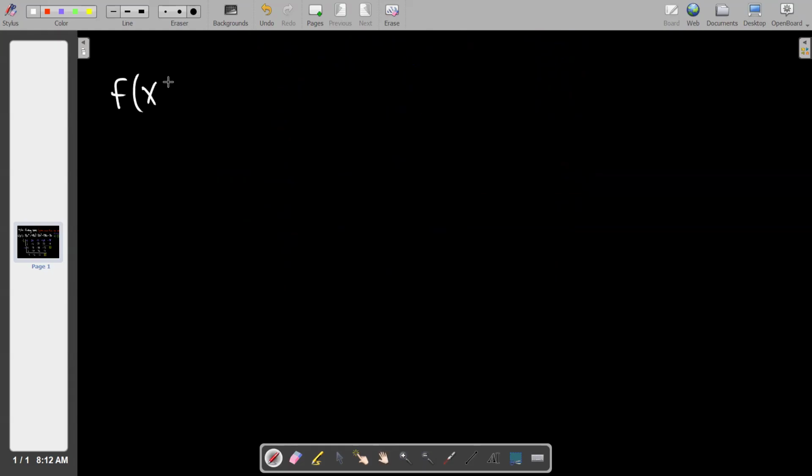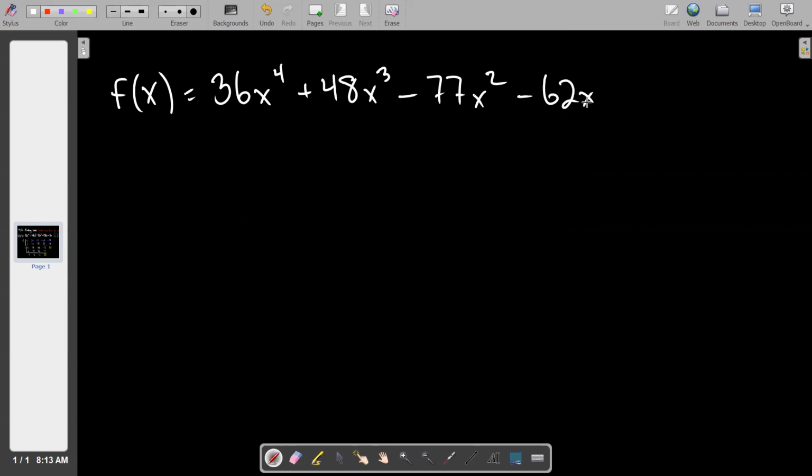So anyways, our last function before we get to the assignment is f of x equals 36x to the 4th plus 48x to the third. Yeah, my bad, I almost misread that. Minus 77x squared minus 62x minus 8. And our freebies this time are -1/6 and -2.